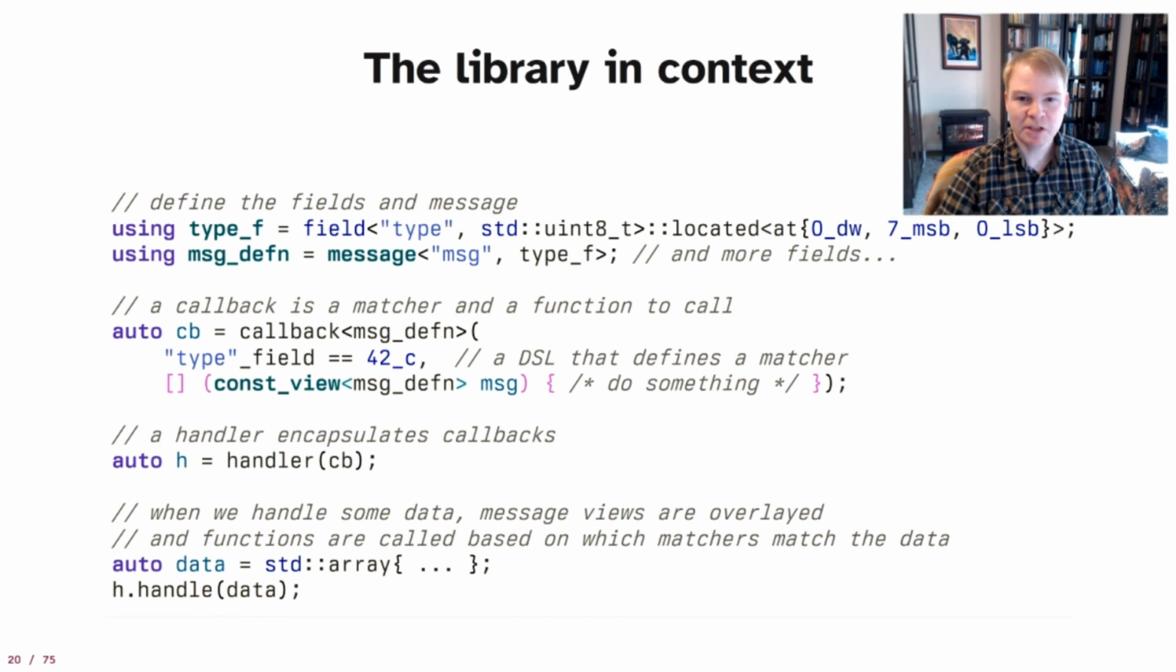You can see here how we define a matcher in user code. That type field equals 42 is a little DSL that ends up being an equal to matcher that we saw before. And then the function takes a const view of that message. That's another message instance type, like the owning type that we saw before, except this time it's just a view type. But it has all the same type-safe machinery for reading fields.